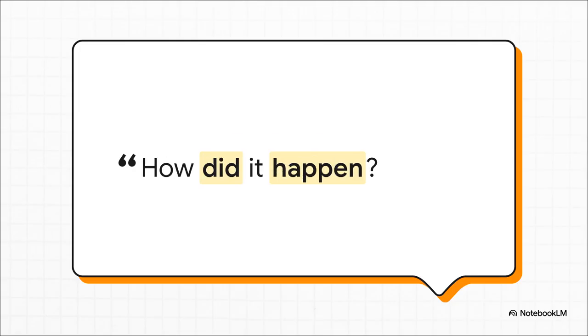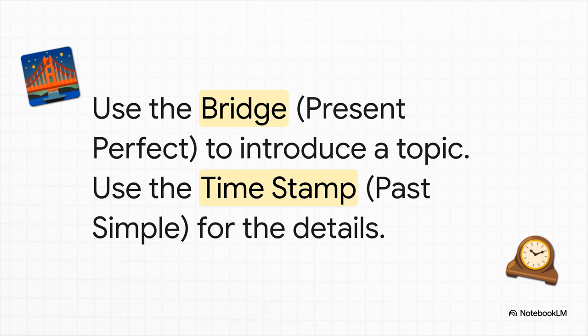The second the topic is on the table, the conversation immediately switches. Speaker B wants the story, right? They want the details of that specific past event. So they switch tools. They grab the timestamp. How did it happen? They're asking for the specifics of that finished moment. And that's the natural rhythm of a real conversation.